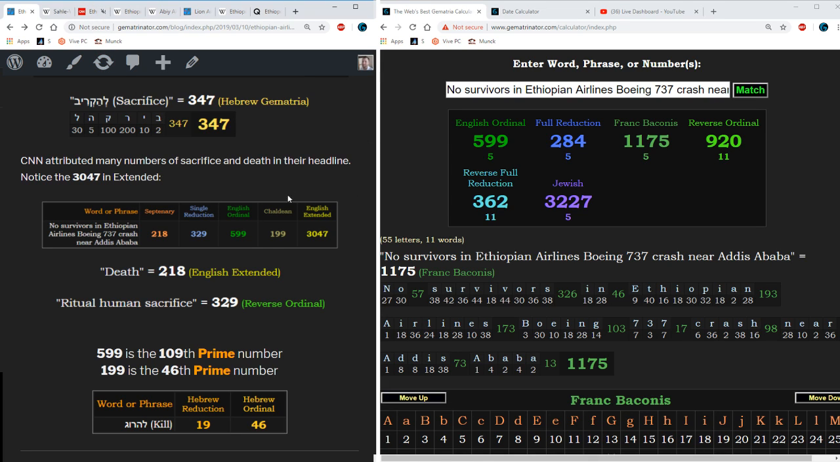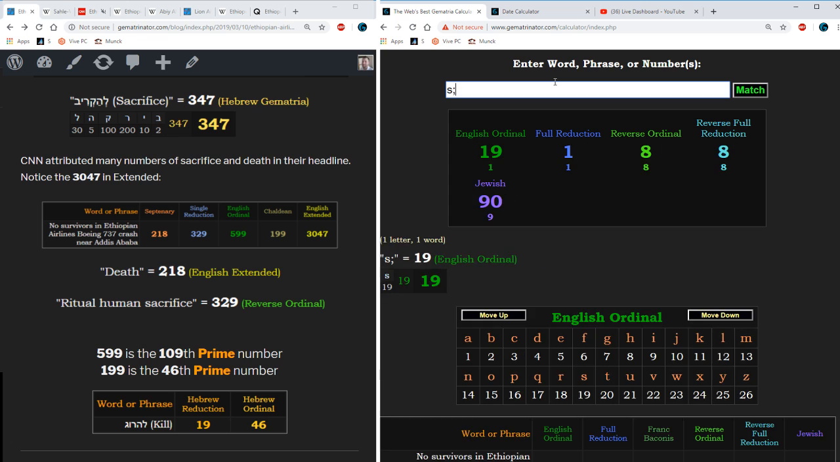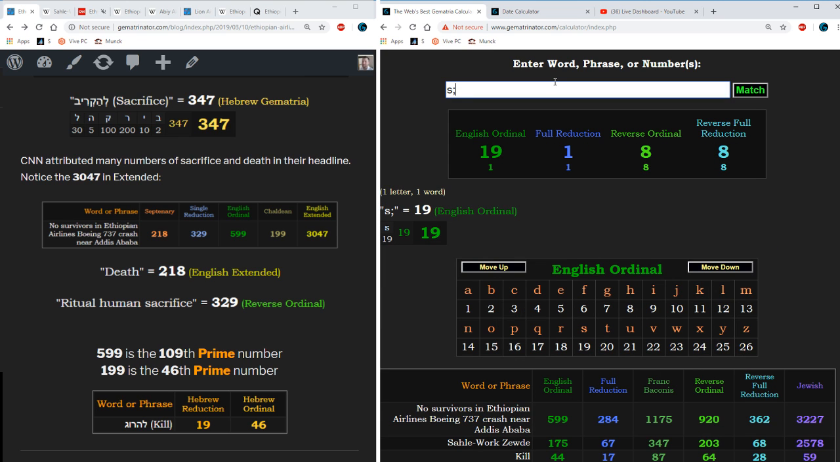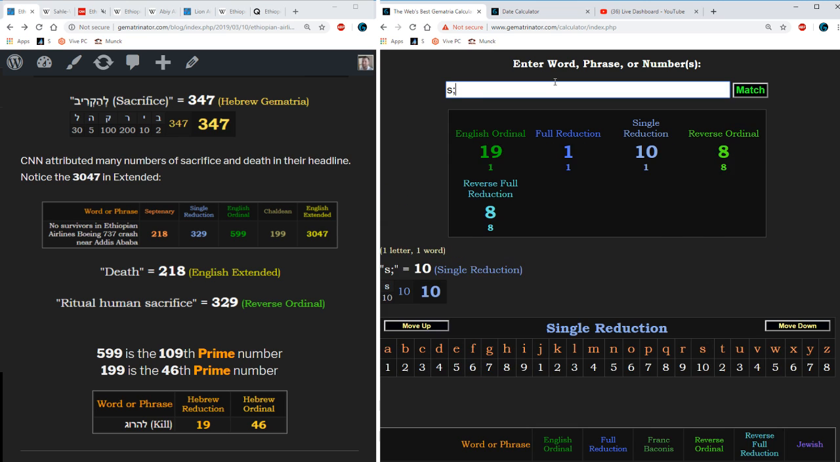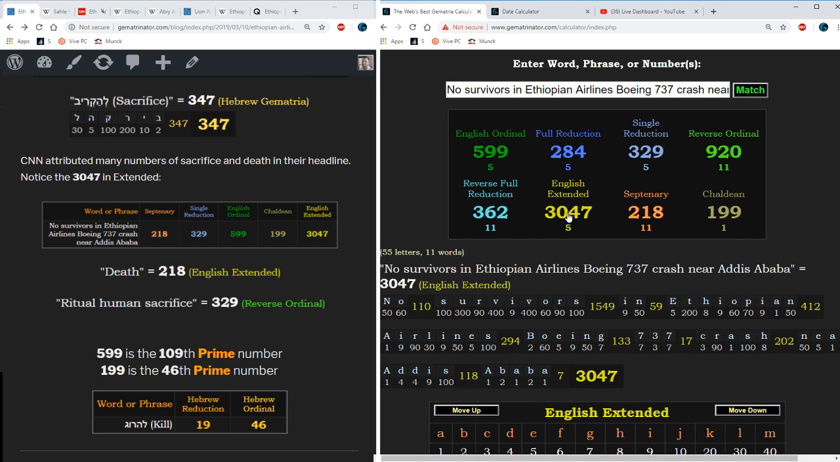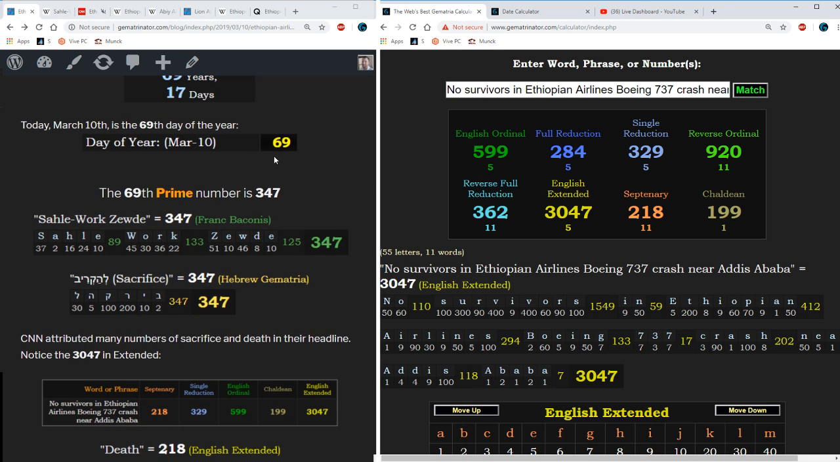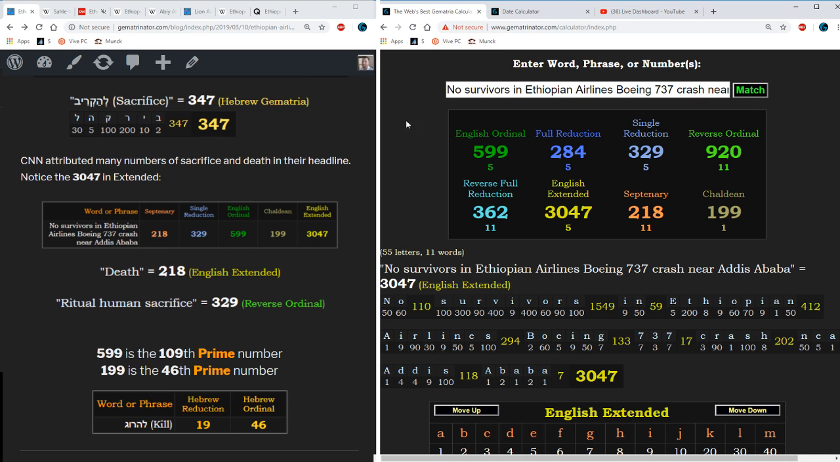I said whoa there because the sound went on. So check this out. We have a couple of alternate reduction methods. The Chaldean method, septenary, single reduction. This headline pops in all of these ciphers. It's really out there. English extended, look at this. We get a 3047, like sacrifice, like President Zood's name, the 69th prime, the 69th day of the year.